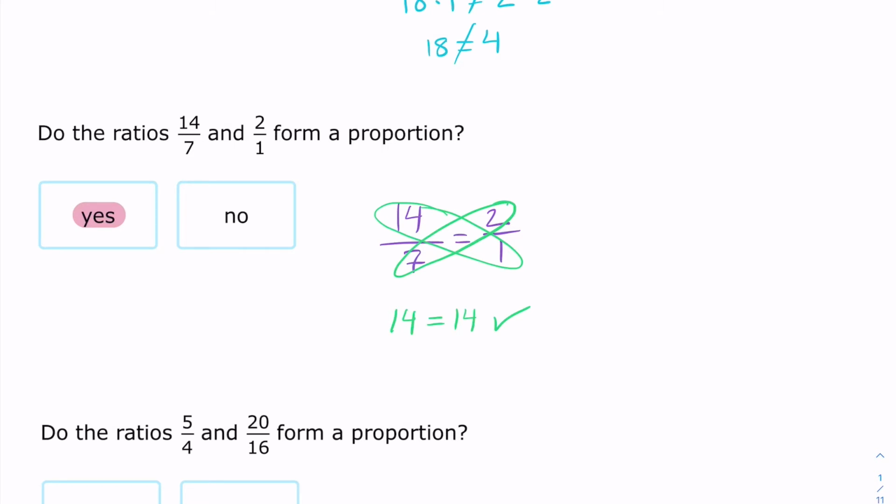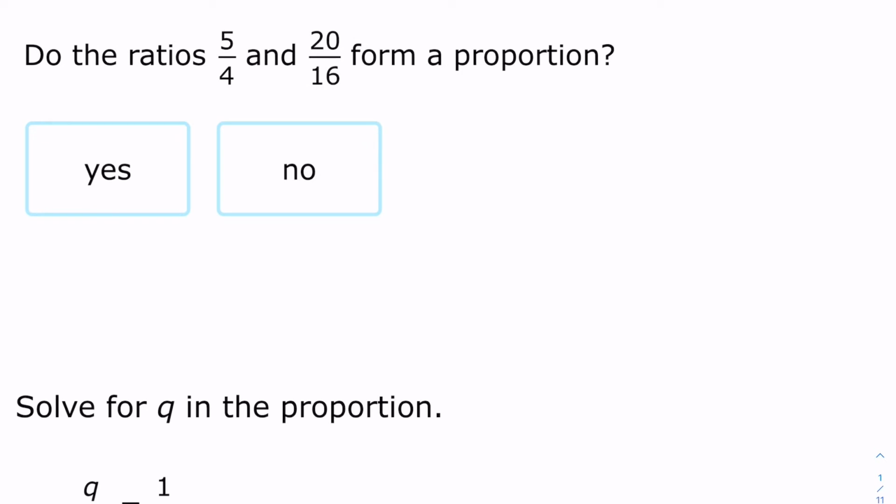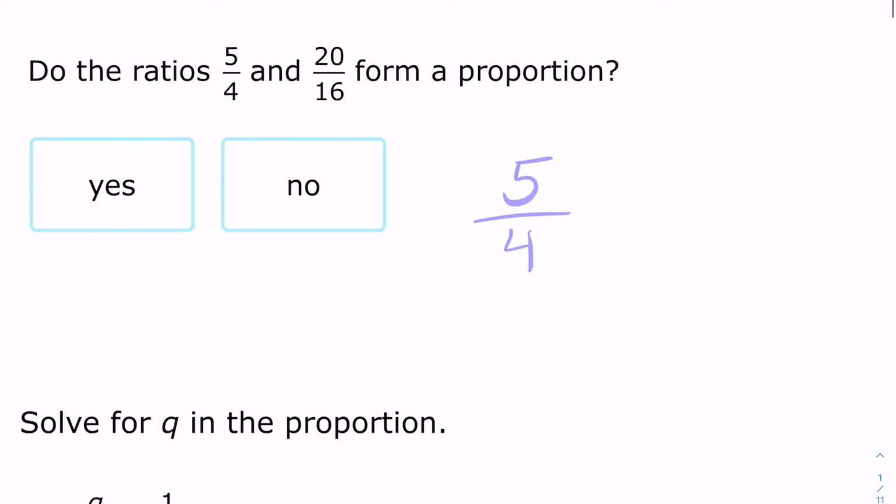All right. Here's another one, 5/4 and 20/16. Instead of finding the cross products, we could, again, just divide them. These are not going to be whole numbers, but they would be parts of a number, right? 5/4 and 20/16. Yeah, let's do that by the calculator.